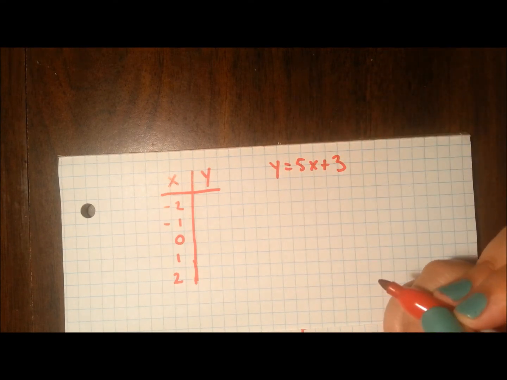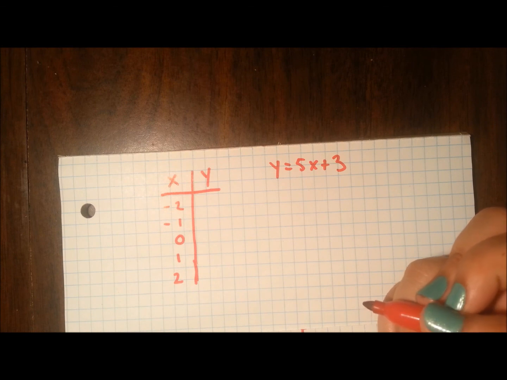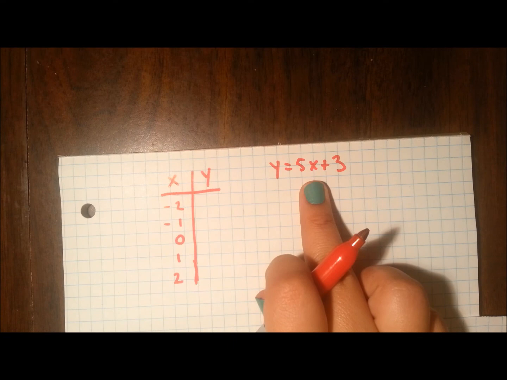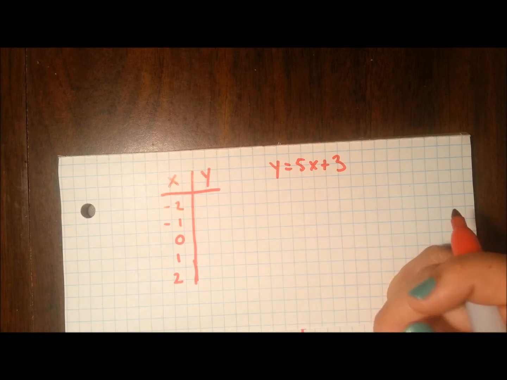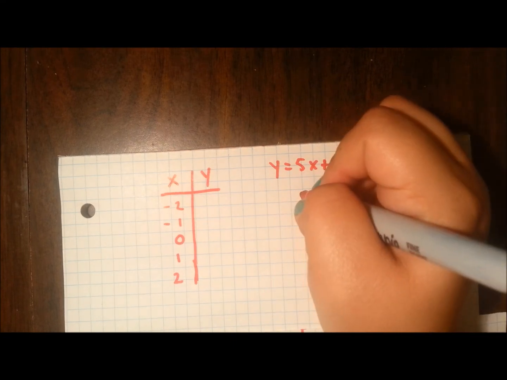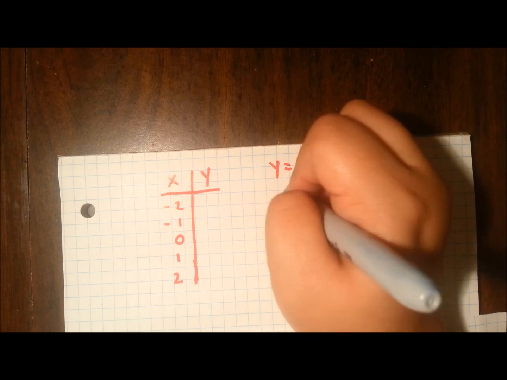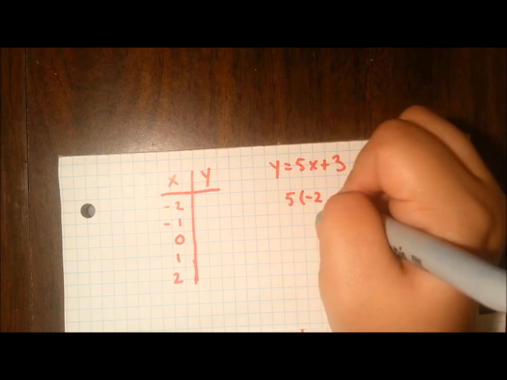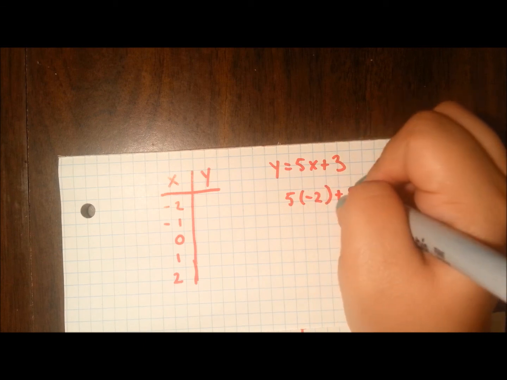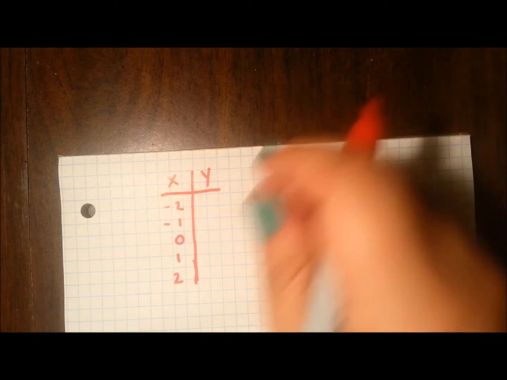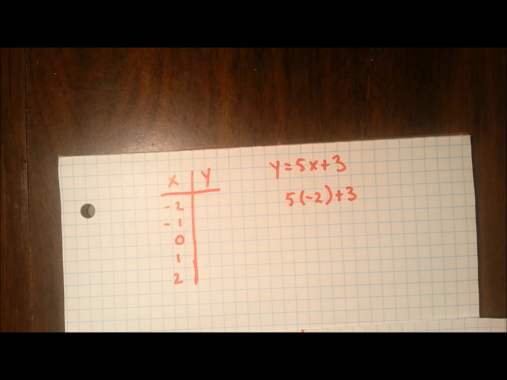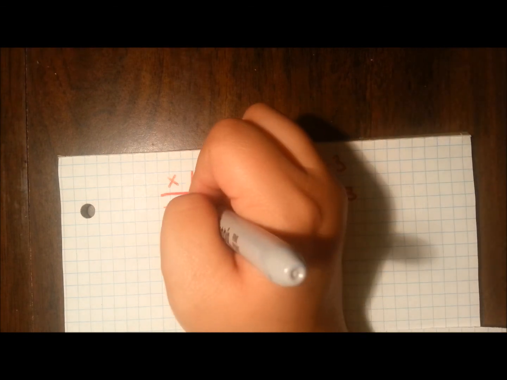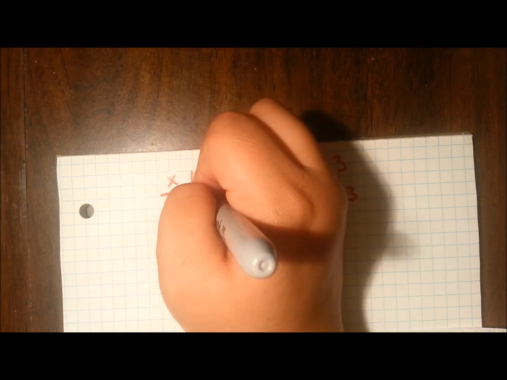What you're going to do to find your y values is plug your x into the x position in the equation for each of these. So for the first one, you would do 5 times -2 plus 3. You solve that, and that answer is going to be -7.